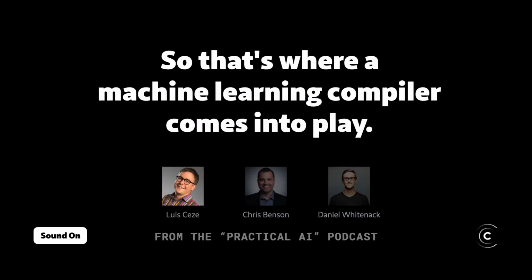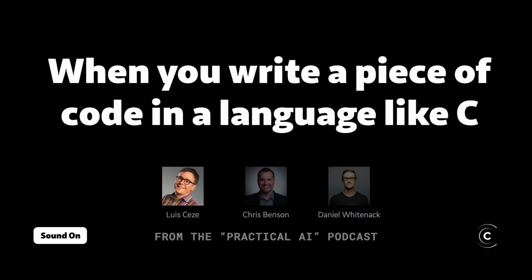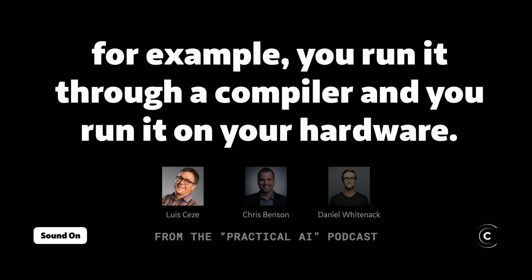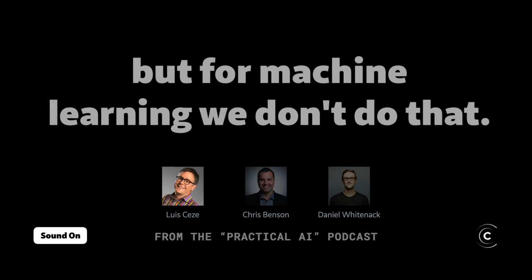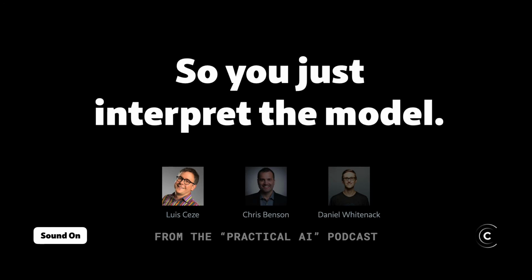So that's where machine learning compiler comes into play, right? When you write a piece of code in a language like C, for example, you run it through a compiler and you run it on your hardware target. You don't even think about it. But for machine learning, we don't do that, right? You just interpret the model.